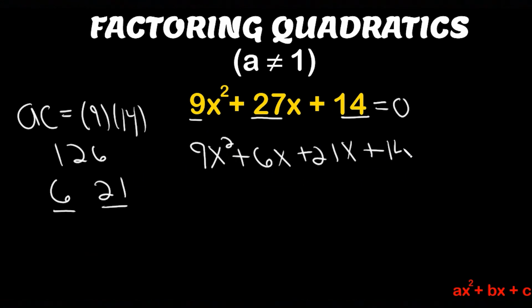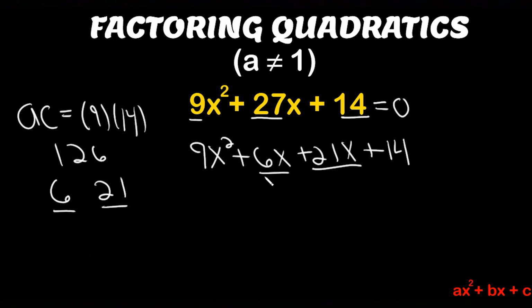Now, let's be clear here. You could have written the 21x right here, and you could have written the 6x right here. It doesn't matter the order that you're writing them, as long as you're writing them in place for the bx. You'll end up getting the same answer in the end, okay?